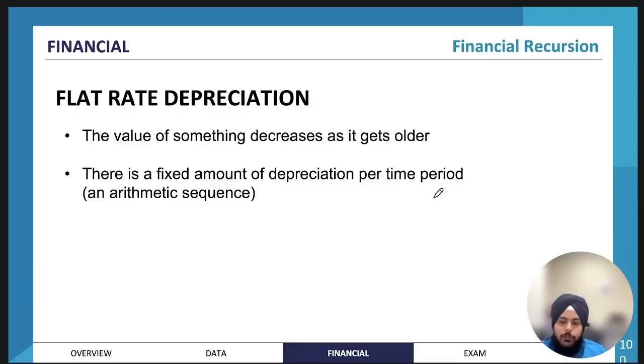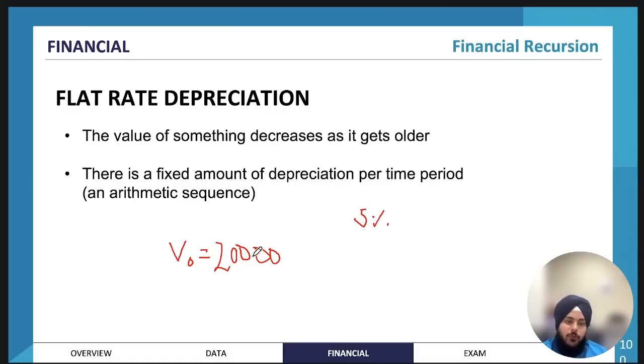The formula that we will usually use for flat rate depreciation is very similar to simple interest. So we'll have, again, a V0 value, which is the initial value of the item. Usually it's going to be a car or a house, or for example a printer, something that usually has a really large value. So let's say we have a car worth $20,000. And if it's decreasing by flat rate depreciation, let's say that depreciation rate is 5%.